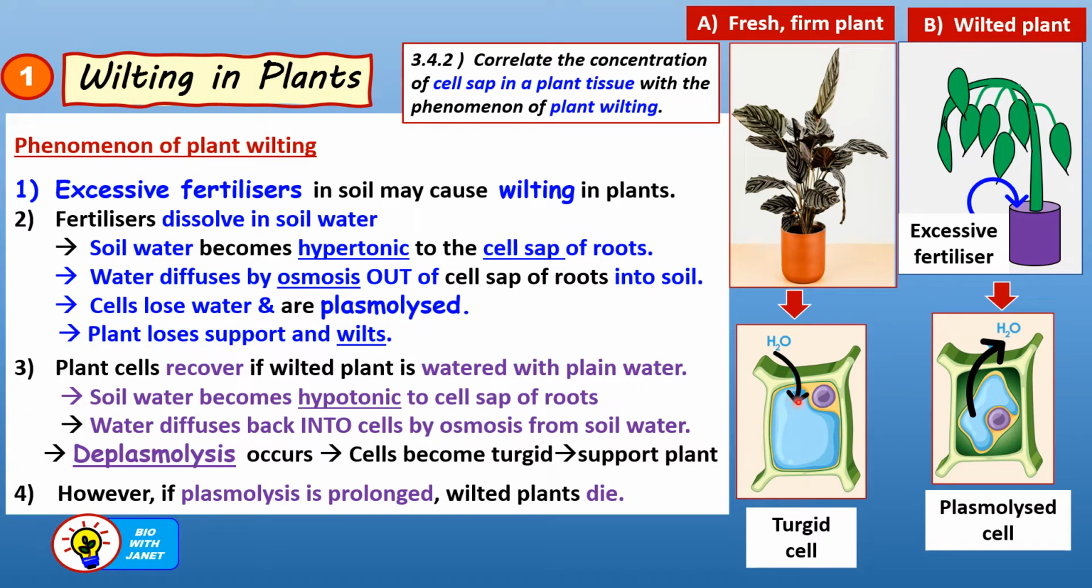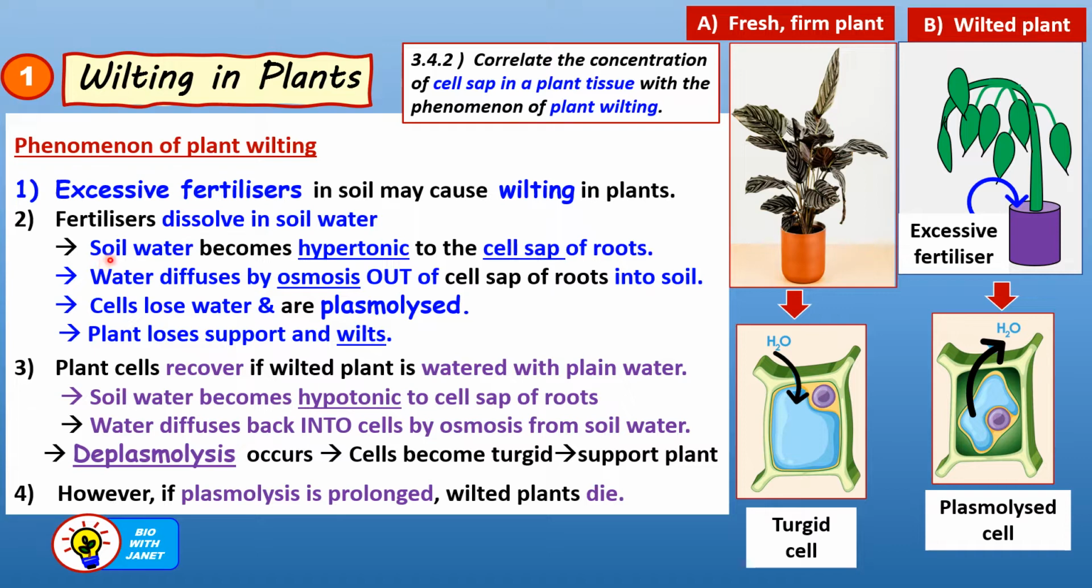However, if plasmolysis is allowed to prolong, to occur for a long period of time, wilted plants may never recover from the wilted condition, or plasmolysed condition, and they may die.